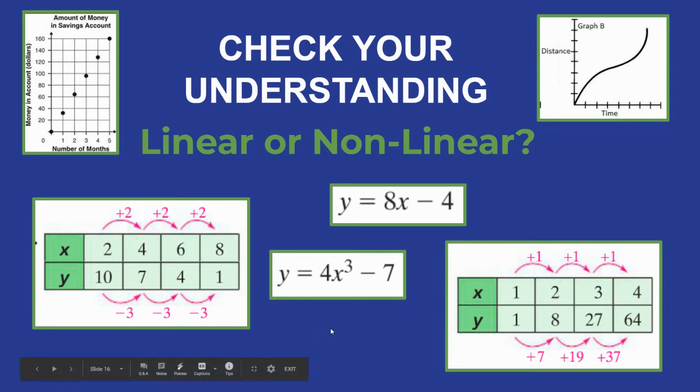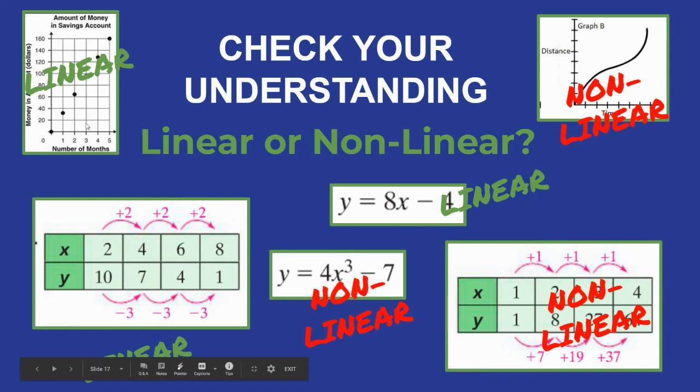Okay, we're back, and here are your answers. Linear, straight line. Linear because it's -2/3, -2/3, -2/3, -2/3. Nonlinear, it has an exponent greater than 1. Linear, it's y equals mx plus b. We know that's linear. Nonlinear because it's not a straight line. And again, 1/7, 1/19, 1/37. That definitely is nonlinear.